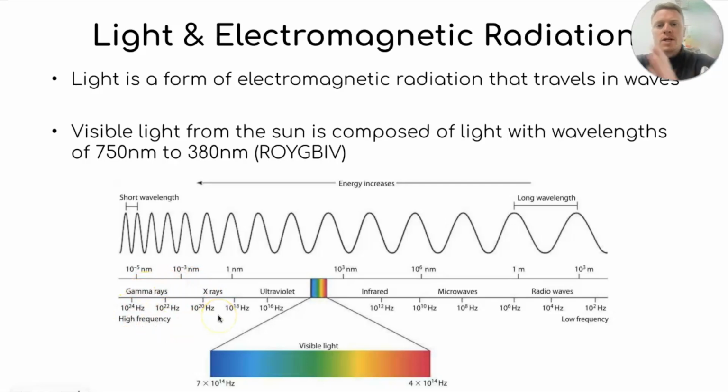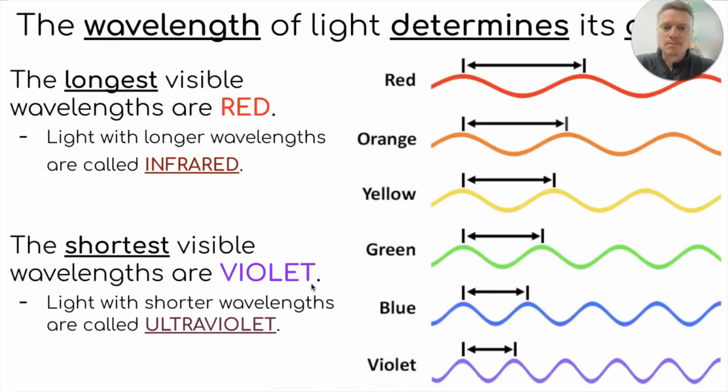Those are increasing in energy. So the lowest energy would be the radio waves. The highest energy would be these gamma rays over here. And the visible spectrum is somewhere in the middle. Not necessarily exactly the middle, but the visible light is what we can see.